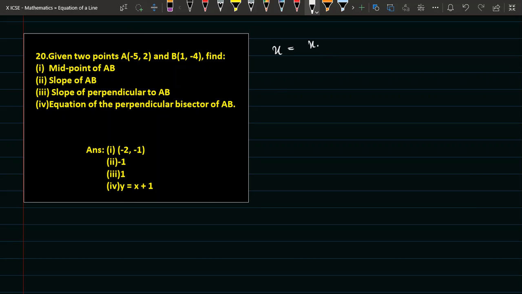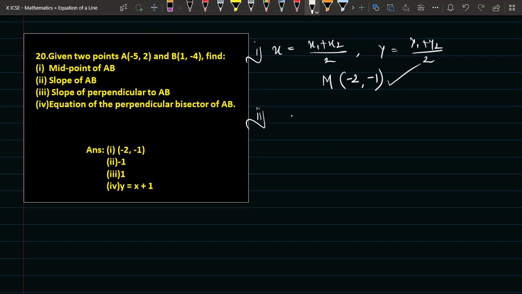x is equal to x1 plus x2 by 2 and y is equal to y1 plus y2 by 2. The midpoint we name M. It will be minus 5 plus 1 by 2, that is minus 4 by 2, which is minus 2, the x coordinate, and the y coordinate will be 2 minus 4 by 2, that is minus 2 by 2, that is minus 1. Midpoint.